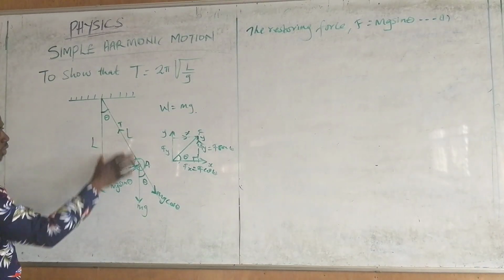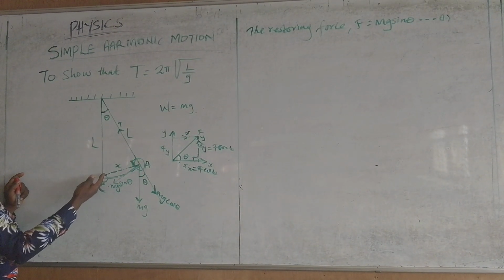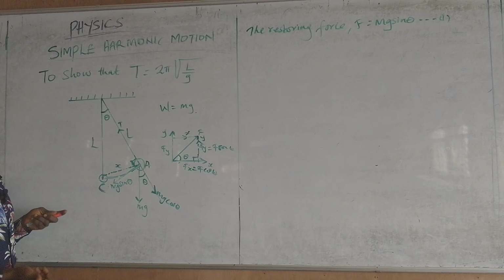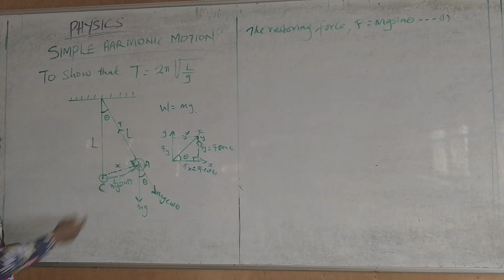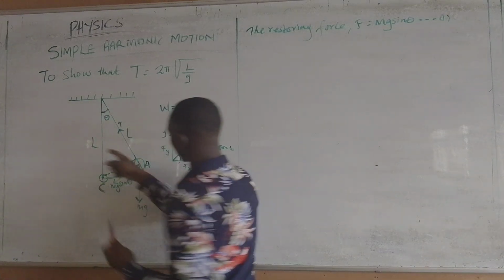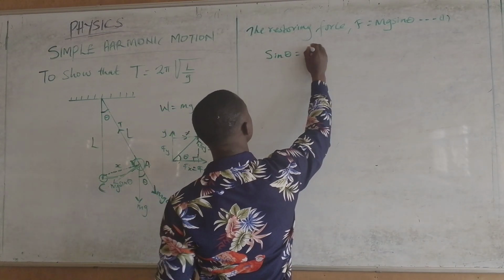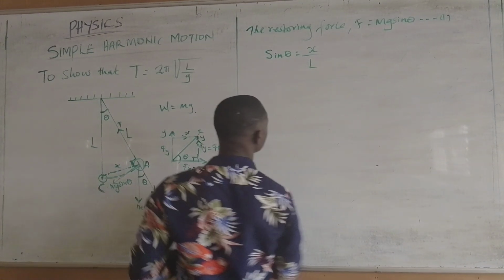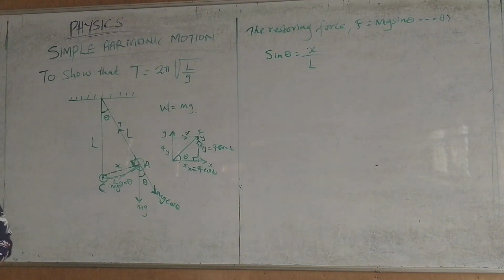Now, if you look at this triangle very well, x can be said to be opposite, while this line L can be said to be the hypotenuse. So the relationship between x, L, and theta is: sine theta equals opposite, which is x, over hypotenuse, which is L. Sine theta is equal to x over L.